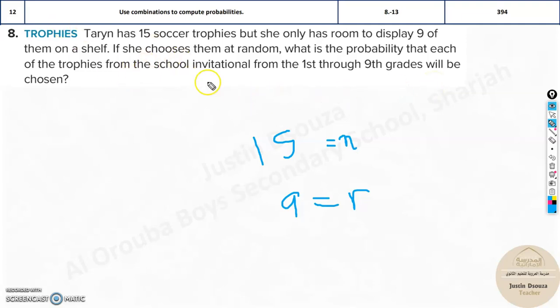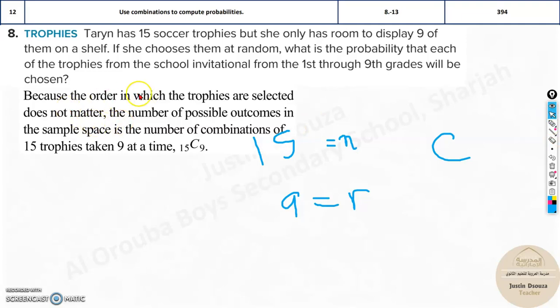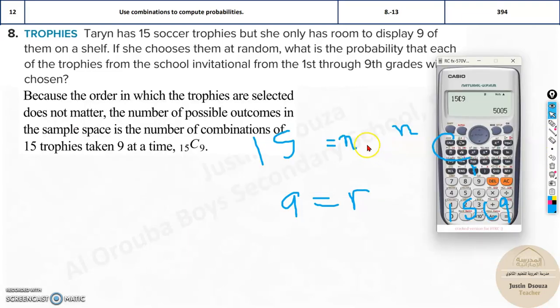Now, what more do we know? We know there is no order, right? They have just told first to ninth grade. Have they mentioned the first grade must be first, second grade second? No, the order is not mentioned. Because the order does not matter, this is a combination problem. When we have combination, it's nCr. So it is 15C9. You can just put this in the calculator directly.